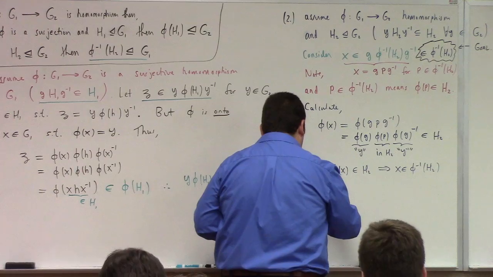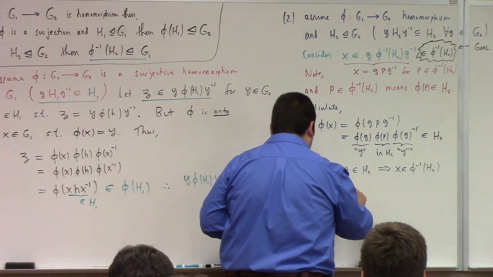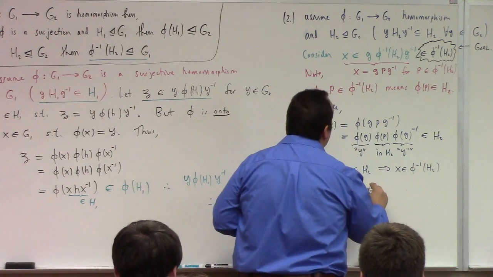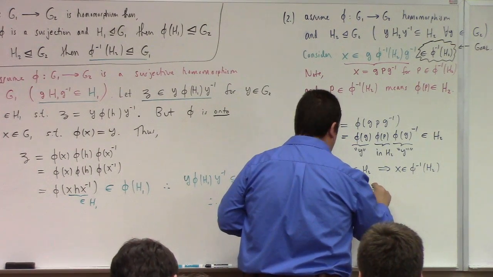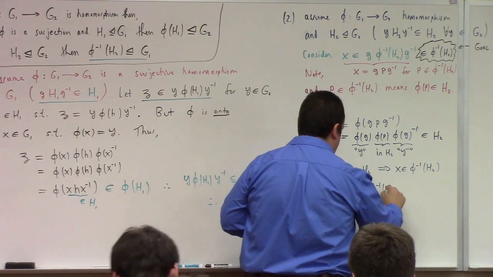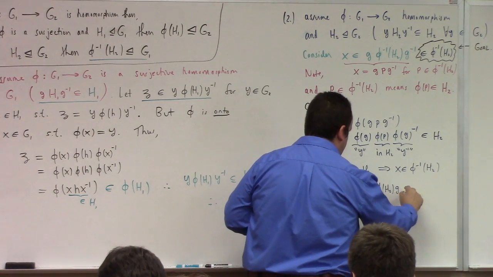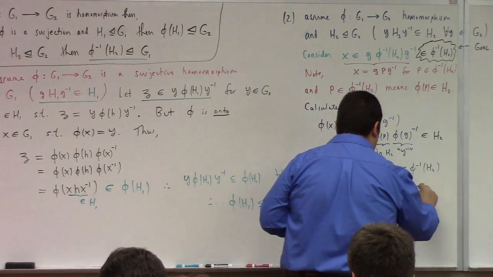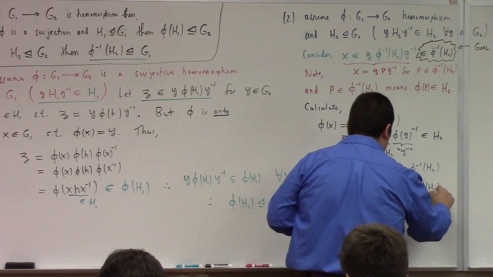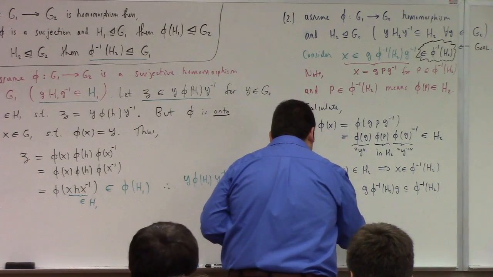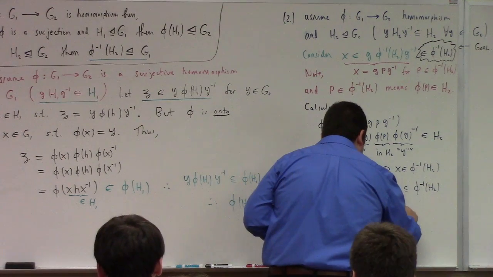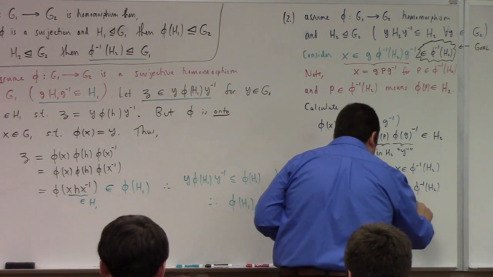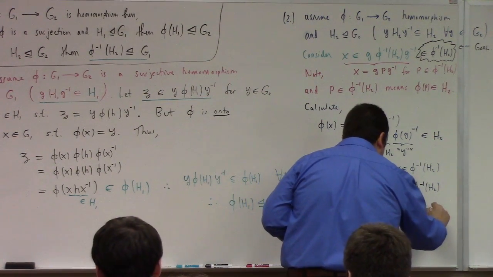Consequently, what? Consequently, g phi inverse of H2 g inverse is a subset of phi inverse of H2. And we conclude that the inverse image of H2 is a normal subgroup of G1.